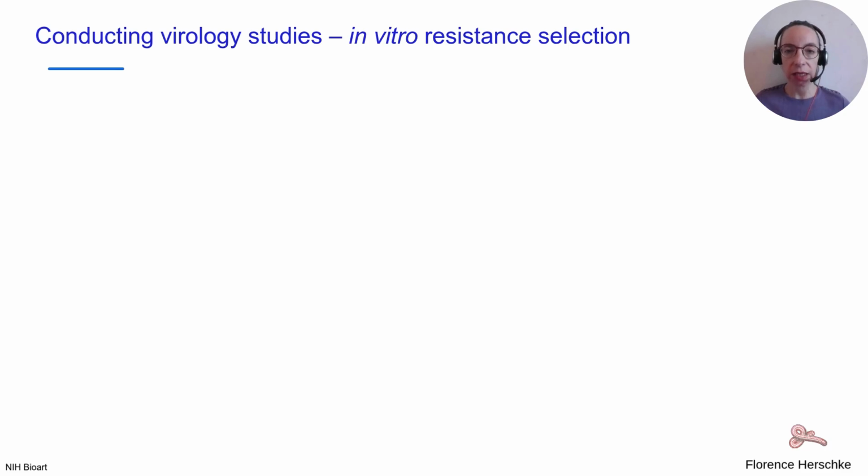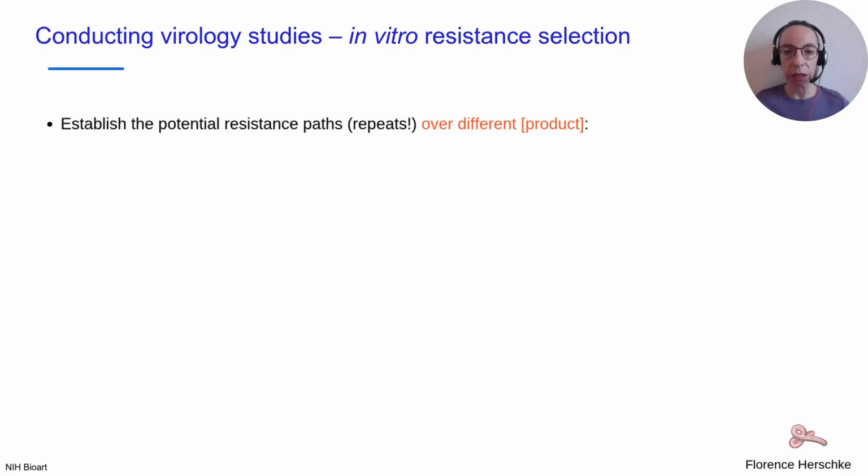Next, the FDA has a set of recommendations for in vitro resistance selections. The first one is to establish the multiple potential resistance paths. So make sure to include repeats in your experiment. And also make sure to include different product concentrations. Indeed, you may more easily observe mutations at low concentrations of product. You can either do this by increasing concentrations during the assay or performing the assay with multiple different fixed concentrations.